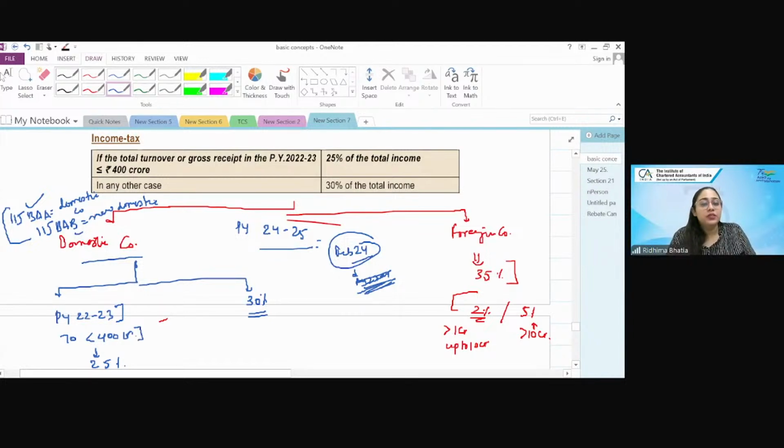If the turnover, this is not the income, this is the turnover, the main business से turnover is of more than 400 crores, 30%. Is less than or equal to 400 crores, 25%.